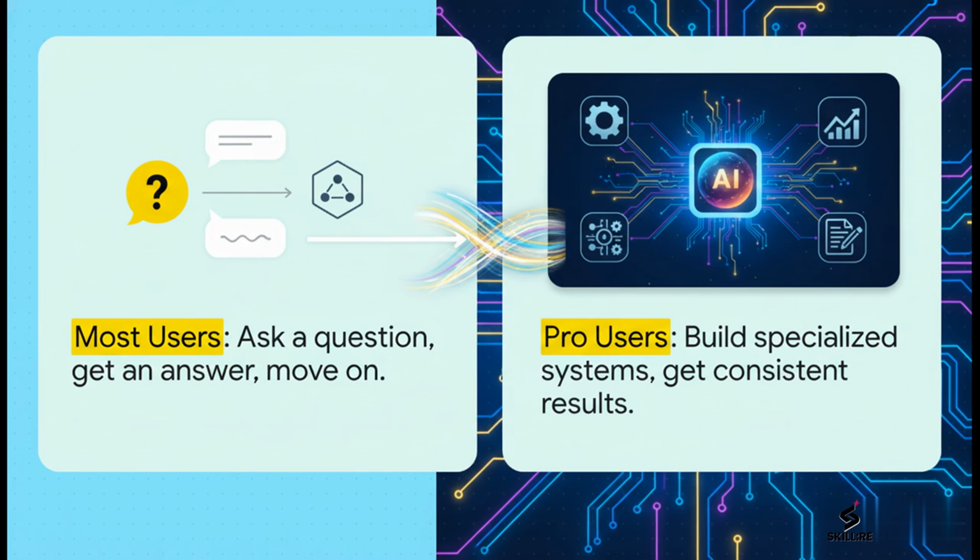See, most people use ChatGPT kind of like Google. You ask a question, you get an answer, and that's it. But the real power, the pro move, is to completely shift your mindset. Power users aren't just asking questions. They are building specialized assistants designed to deliver consistent, high-quality results for very specific business tasks. And that's the leap we're going to make today.